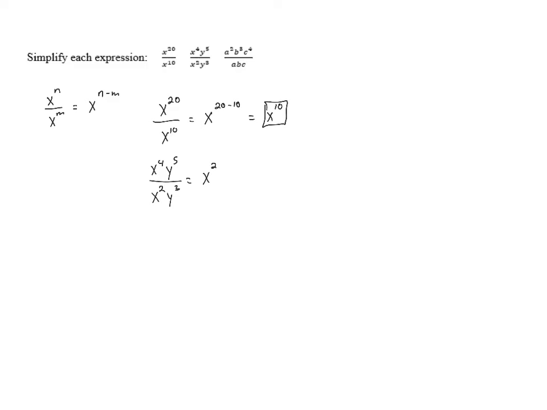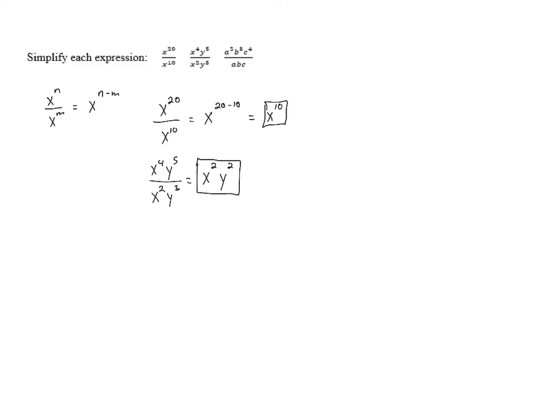And with the y's, y to the 5th over y cubed, those can be combined. The new exponent is the difference of the original exponents. 5 minus 3 is 2. So here we have x squared y squared as our final answer.